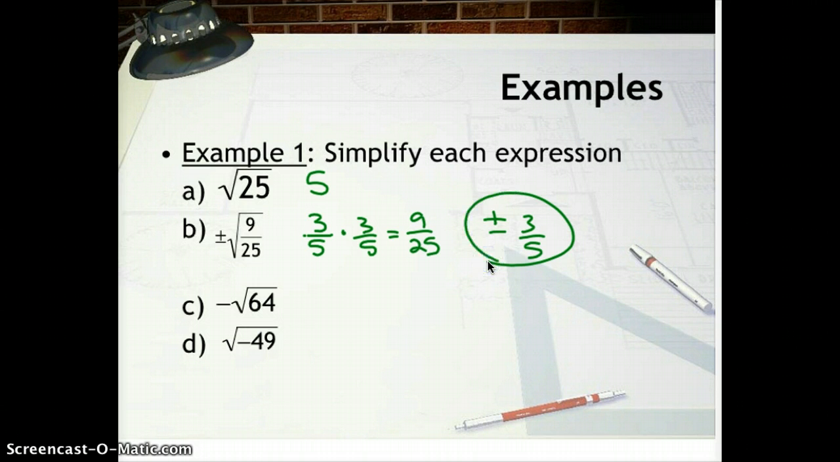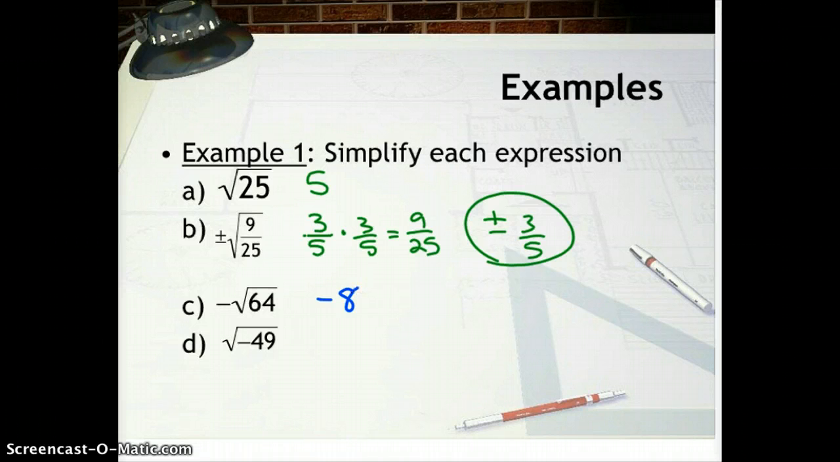Okay, this next one is just looking for the negative square root of 64. So in this case, the principal square root of 64 is 8. The negative square root of 64 is -8. -8 times -8 does give you 64.